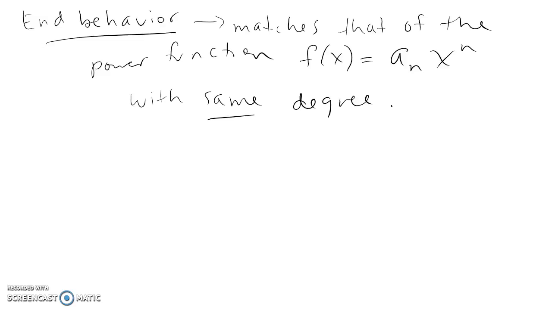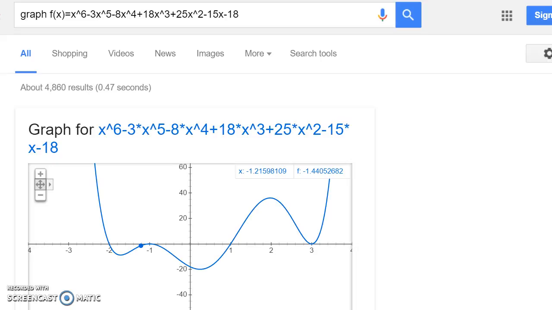Hi again. I'm going to continue talking about section 4.1. At the end of the last video, I made the point that the end behavior of any polynomial function matches that of the power function f of x equals a sub n x to the n with the same degree. So what do I mean by that? Well, let's take a look at some graphs.